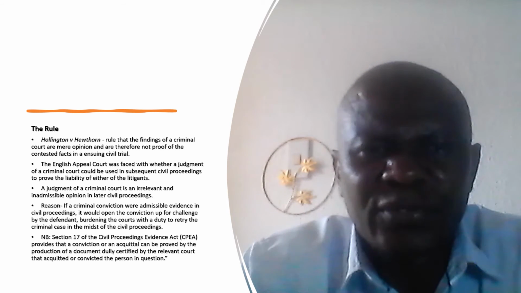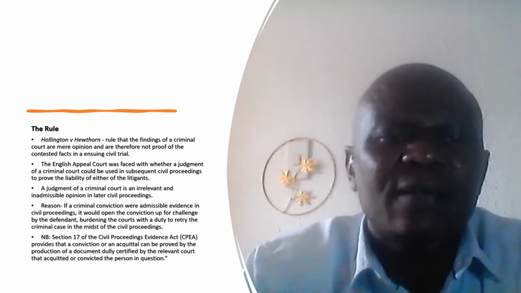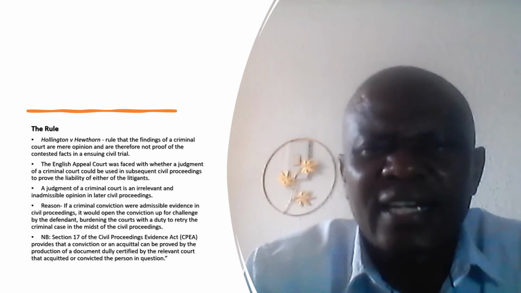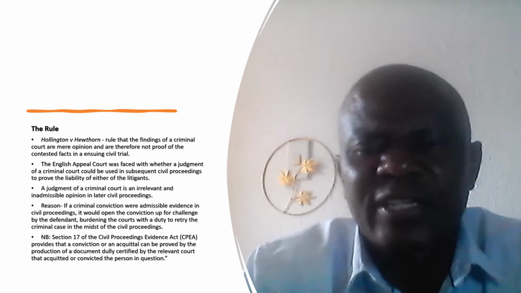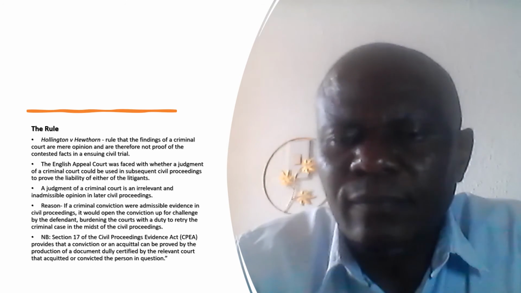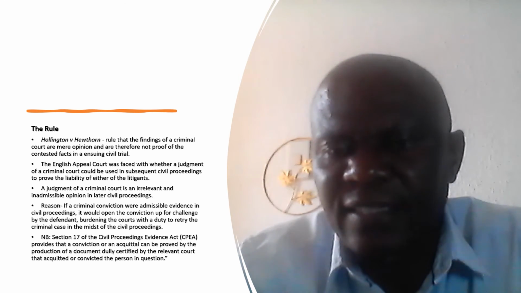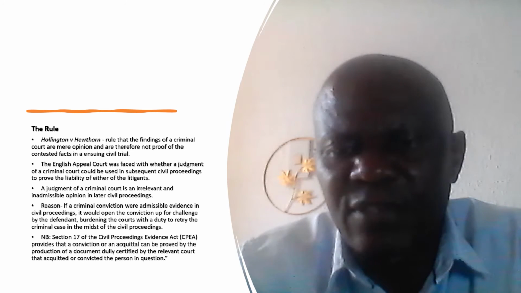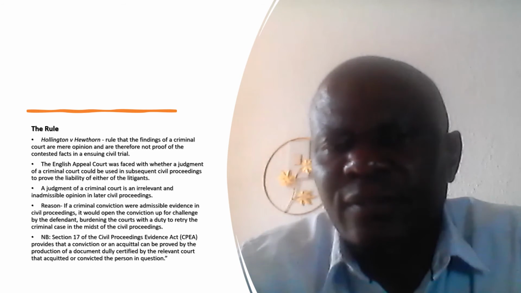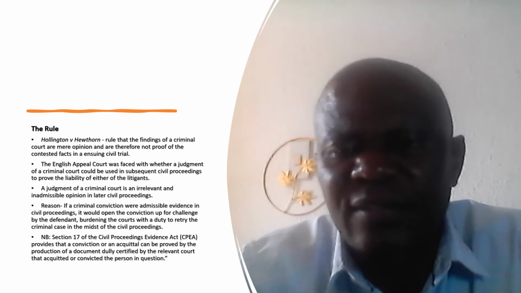And a judgment of a criminal court is an irrelevant and inadmissible opinion in later civil proceedings. The reason is that if a criminal conviction were admissible evidence, it would open the conviction up for challenge by the defendant. So imagine that the plaintiff brings evidence that the defendant has already been convicted in a criminal case on the same issues. Therefore, he must be found liable for whatever the issues being disputed might be.